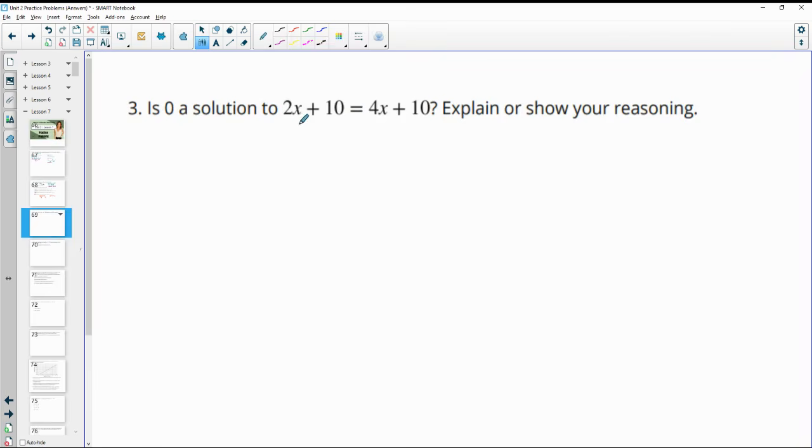Number 3: Is 0 a solution to this equation? Explain or show your reasoning. I think there are maybe two ways you would do this, by just plugging 0 in. So we could just plug 0 in and check that it's the same on both sides.